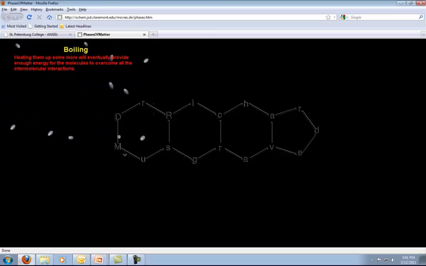Now, boiling, what's going to happen is that all of these molecules will separate. They will no longer be touching. And that's the important difference between a gas and a liquid. Liquids have all the molecules touching. Gases have all of the molecules all apart.